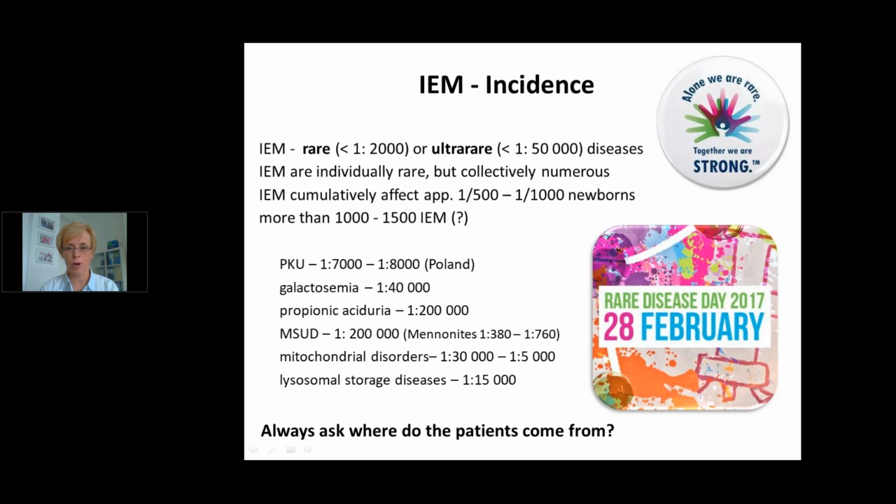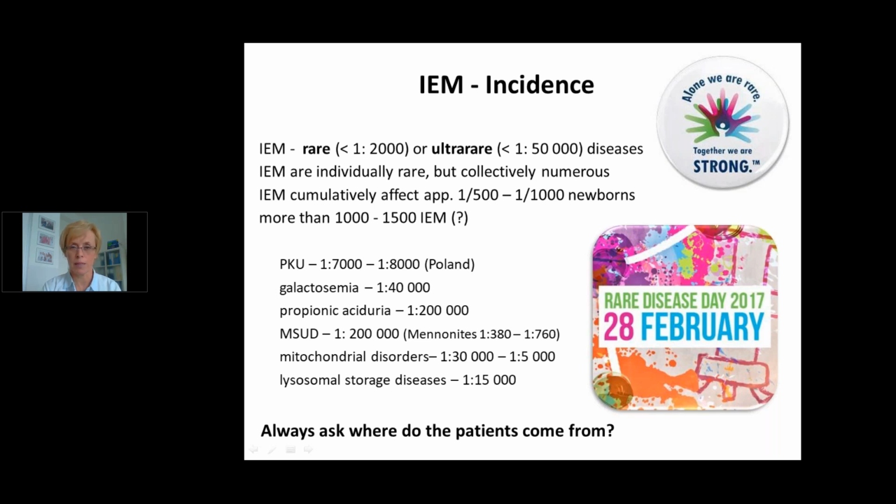The incidence is different regarding different diseases and regarding different countries. We have specific ethnic groups where particular diseases are more common. So we always have to remember and ask parents where they come from, and ask the question if they are not related, if there is no consanguinity between them, because that may focus our thinking on genetic diseases, including inborn errors of metabolism.